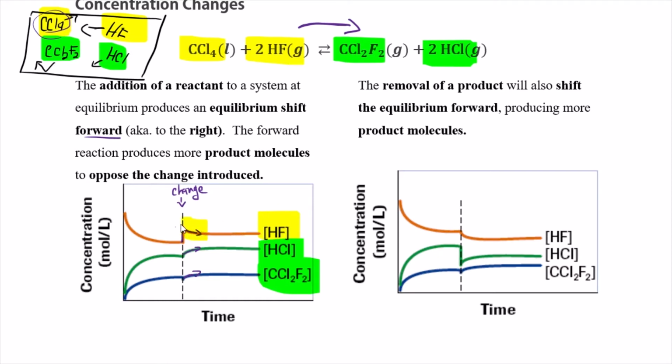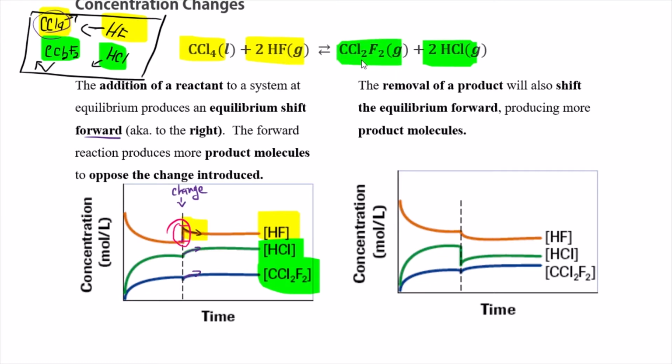This spike means what was the change that I made? Well, I added a bunch of HF right here because the concentration instantaneously went up. That's me dumping a bunch of HF into the system. If I remove something, then I'm going to cause less effective collisions to happen. Fewer effective collisions are going to happen.